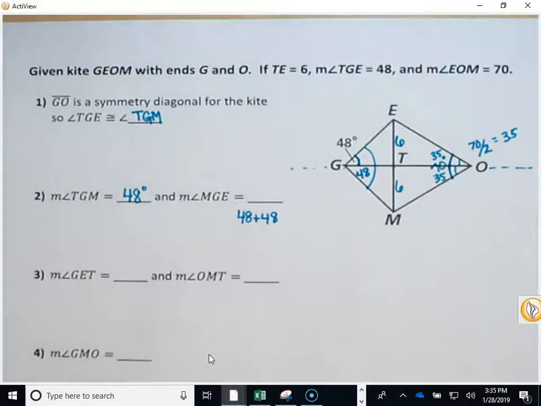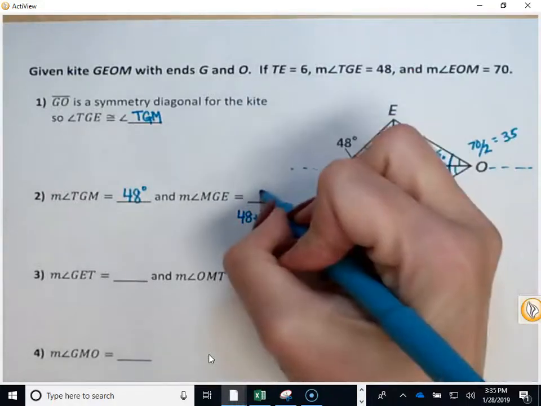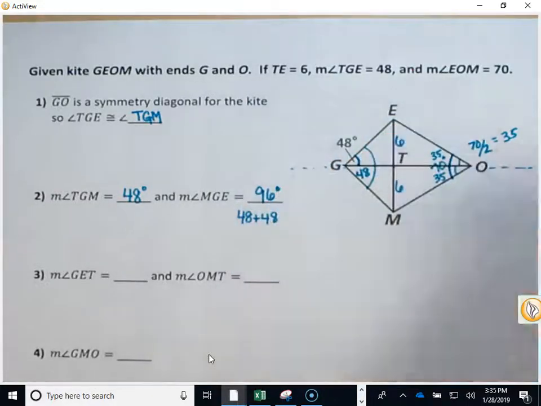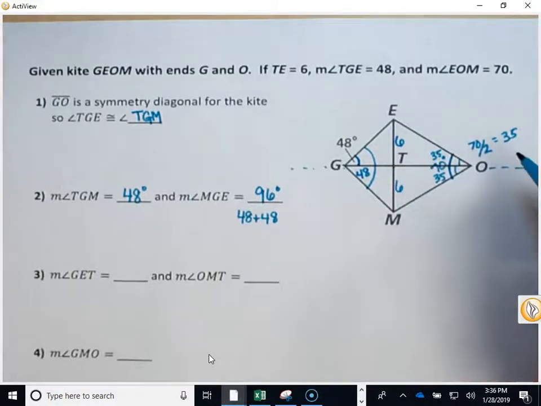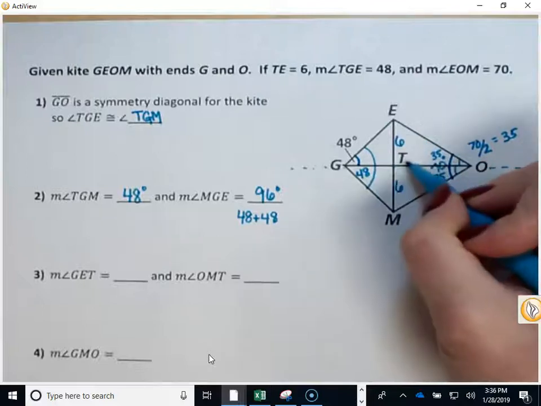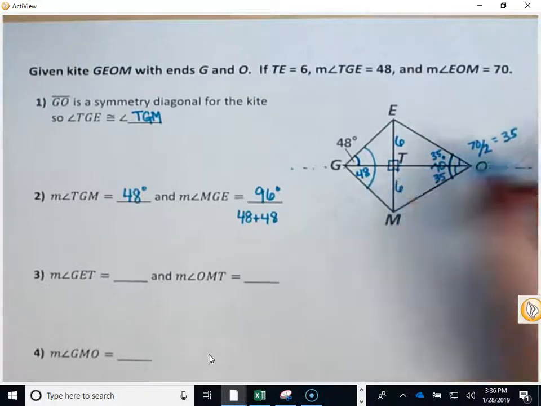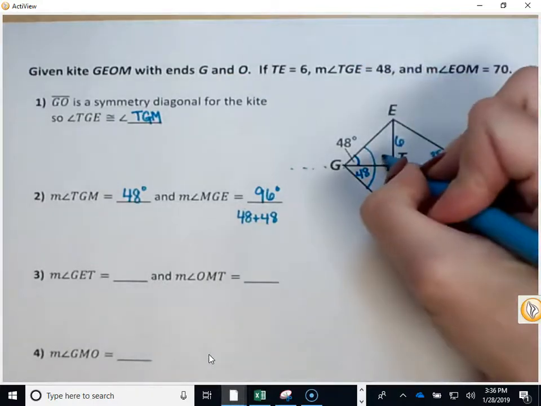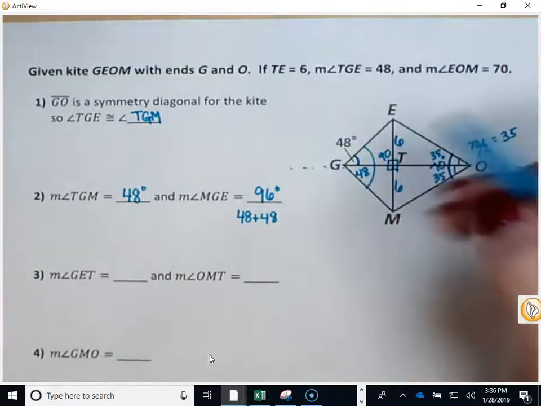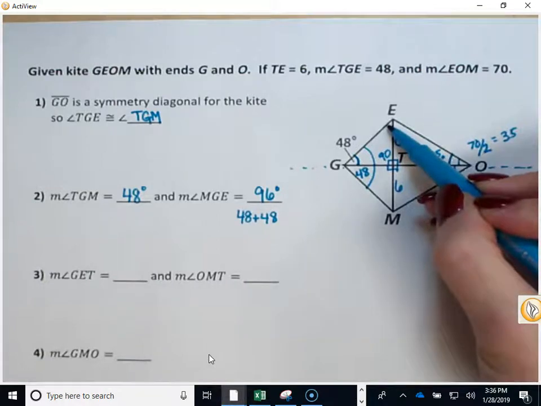So 48 plus 48 gives me 96. All right. Part 3, the measure of angle GET, G to E to T, they want us to figure that out. Well, the other thing we know about kites is where the two diagonals meet makes 90-degree angles. So those are all 90-degree angles right there. So if this one's 90 and that one's 48, then I can find this angle that they're asking for, GET.